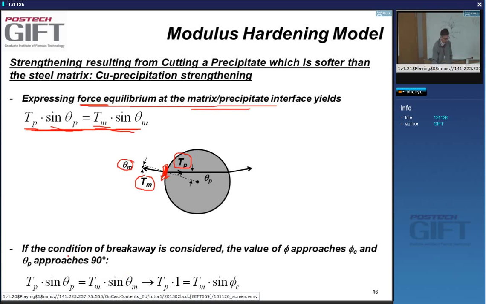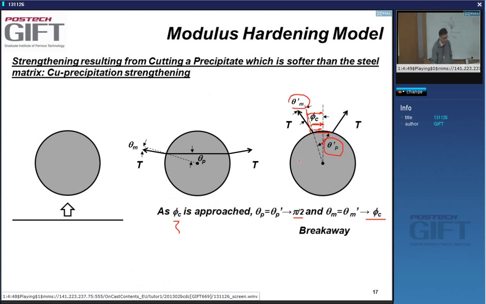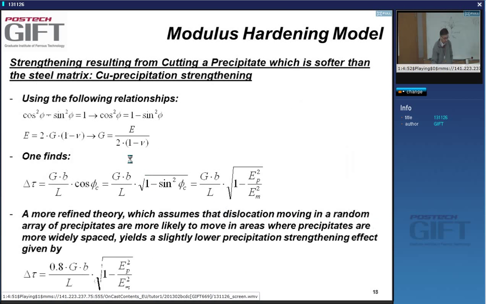Okay, so now I express this equilibrium at breakaway conditions. So that's where theta p goes to 90 degrees, and theta m reaches the critical angle for breakaway. I get this: Tp is equal to Tm times sine of the critical angle. Okay, this is the same in three steps. And now it's very simple.